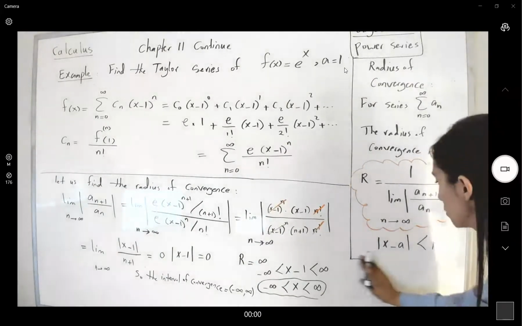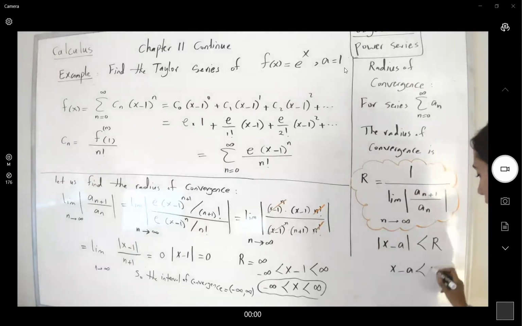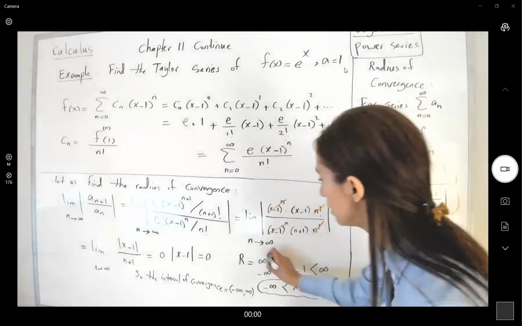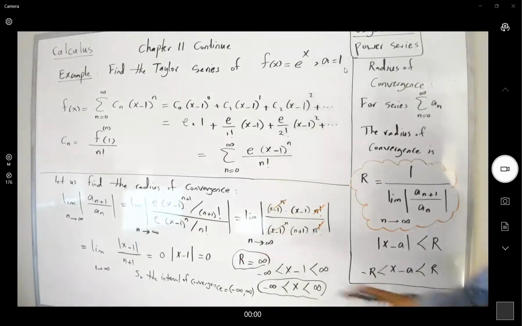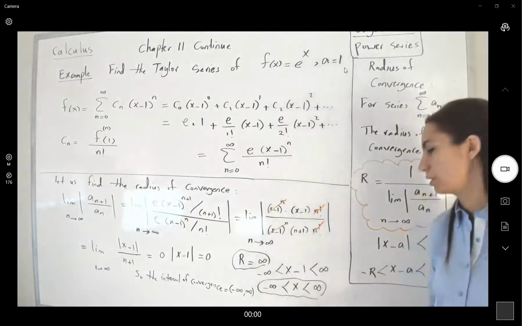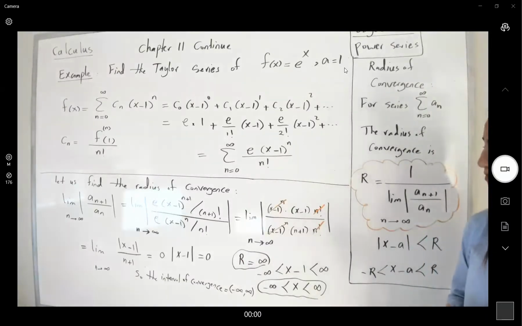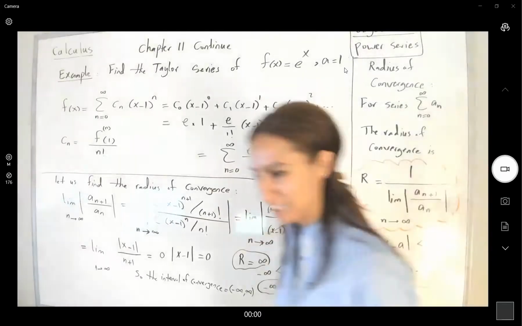When we write the absolute value of x minus a less than r, it means that x minus a is less than r and larger than negative r. In this case, we found r to be infinity, so x minus a, which is x minus 1, is between negative infinity and positive infinity, but adding 1 to all sides doesn't change the infinity. You get x between negative infinity and positive infinity. The radius of convergence is infinity, and the interval of convergence is between negative infinity and positive infinity, or the whole horizontal line.